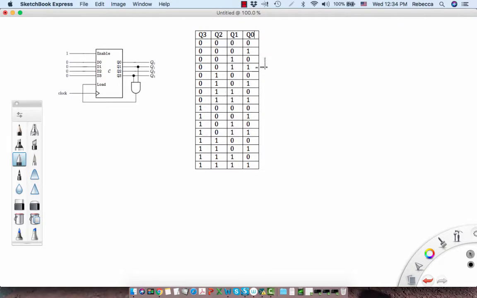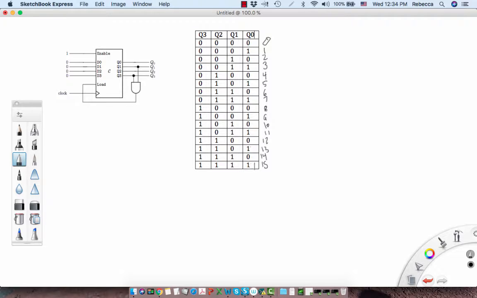We have the 16 possible different combinations of Q0 through Q3 in order. Let's write down what their decimal equivalents would be. So this 0, 0, 0, 0 is equivalent to 0. This is 1, 2, 3, 4, 5, 6, 7, 8, 9, 10, 11, 12, 13, 14, and 15.